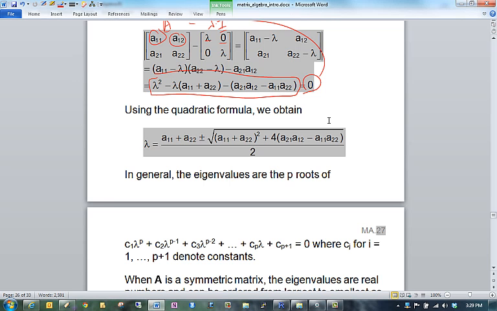A, of course, could be, let's say, p by p in a very general sense. And what ends up happening is, when you do all these calculations, you end up having to solve for the roots of a p-dimensional polynomial. And so you would have p different lambdas, in other words, p different eigenvalues.